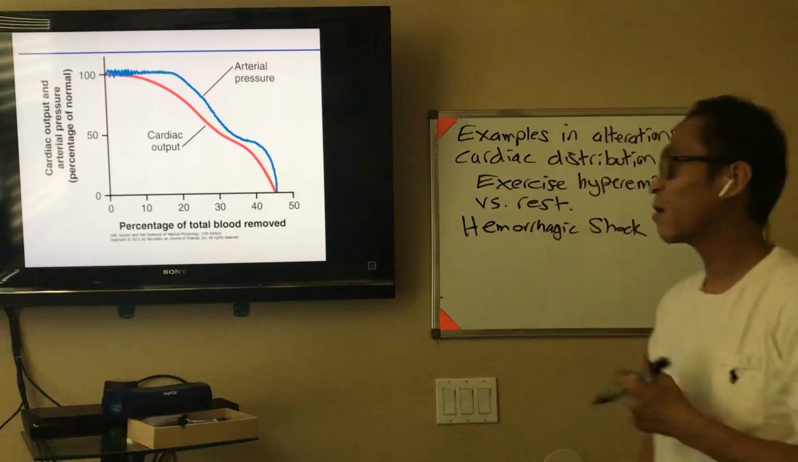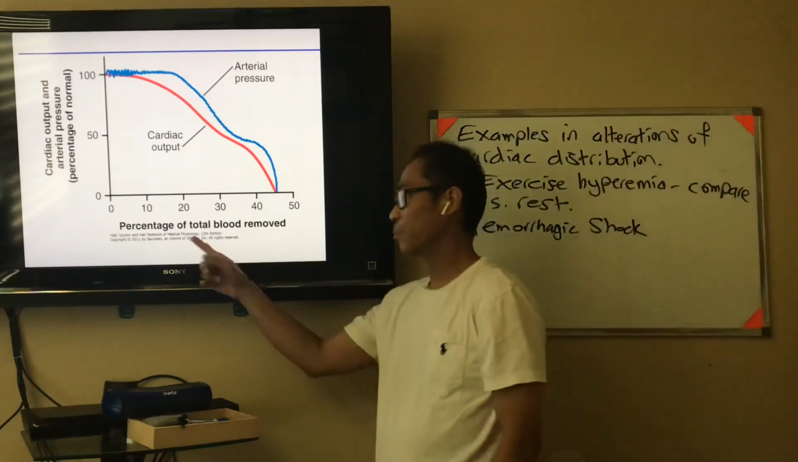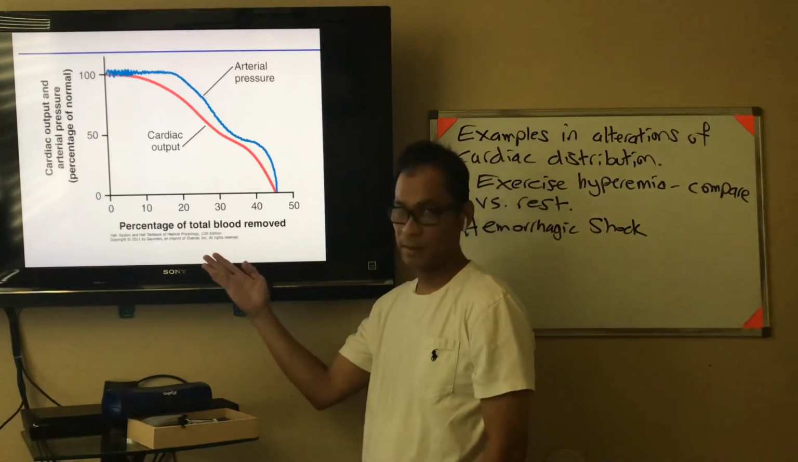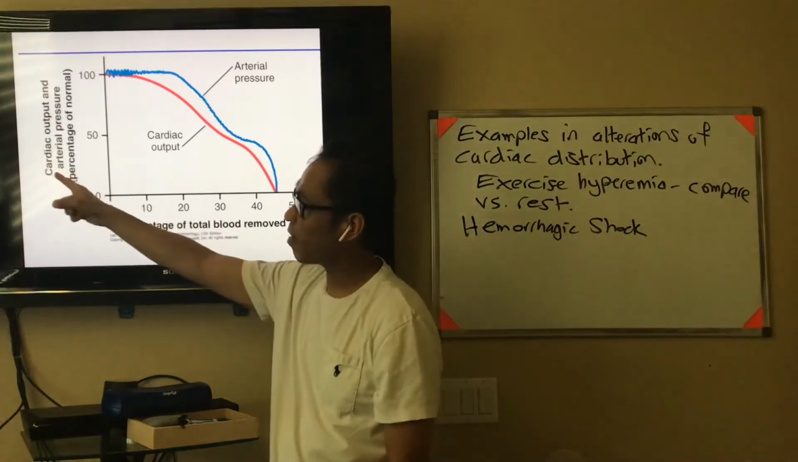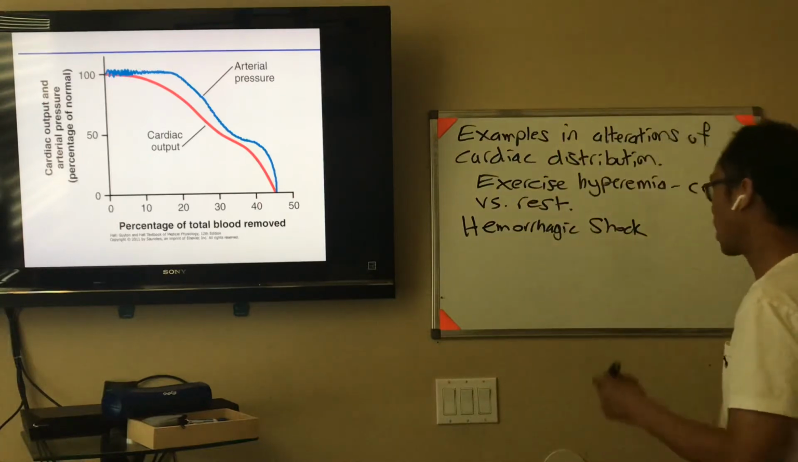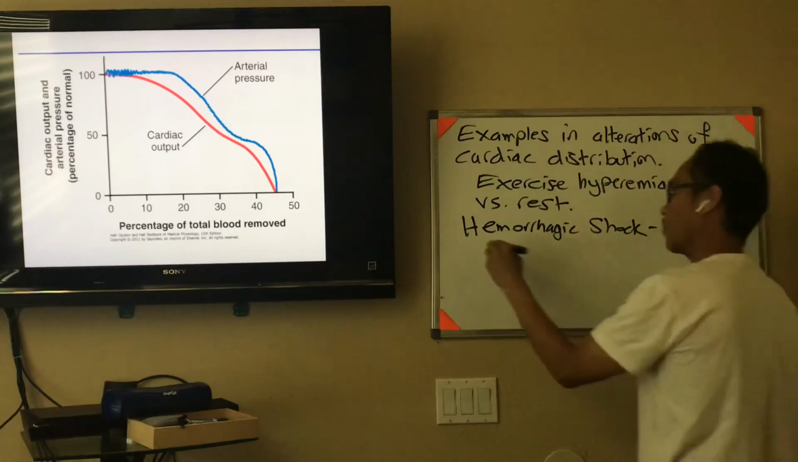And in this figure here, I used to teach hemorrhagic shock. You're seeing on the x-axis the percentage of total blood removed, which is a sterile way of saying you're bleeding to death. Remove blood. And this is the cardiac output and arterial pressure. So hemorrhagic shock is basically lack of blood flow.